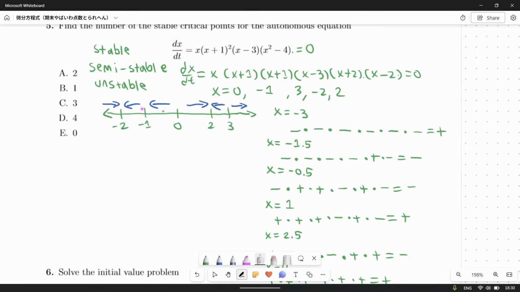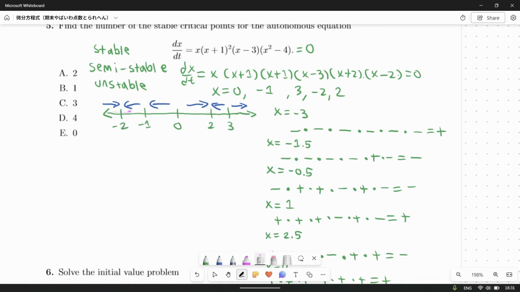And then an unstable critical point is when both of the arrows are pointing away from the critical point. So it's like a repelling effect. And so looking at this, we have two cases of where the arrows are closing in onto each other, that being at +2 and at -2.